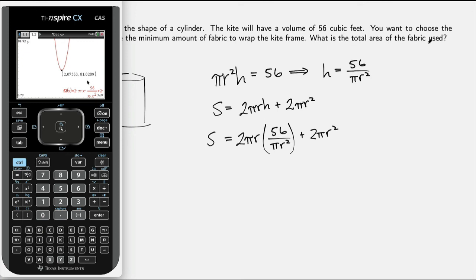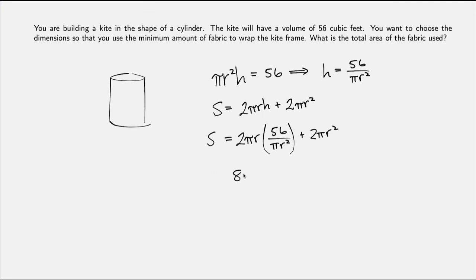What's the total area of the fabric used? So that's the 81.0289. Okay. And of course, that is a surface area. This volume is given in cubic feet, so this is going to be in square feet.